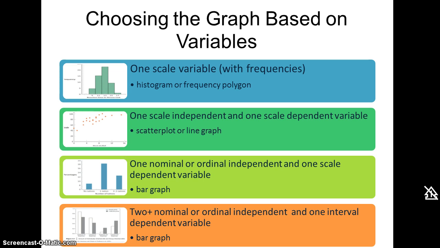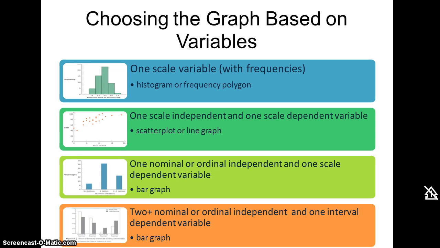When we have one scale independent and one scale dependent variable, we use a scatter plot or a line graph. One of our scale variables might be time, in which case we'd often use a line graph. Otherwise, we might use a scatter plot, and here we're looking for, is there a linear or nonlinear relationship? The last two are looking at mean differences.